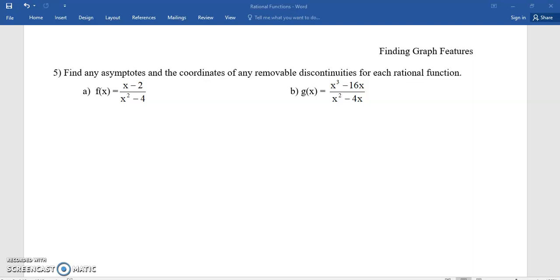Find any asymptotes and the coordinates of any removable discontinuities for each rational function. So in the first one, we have f of x. Notice we're dividing by x squared minus 4. So we need to think about what values are restricted from the domain. Well, we can see that x squared minus 4 will factor to x plus 2 times x minus 2. So we're going to come back and look at that in just a minute.